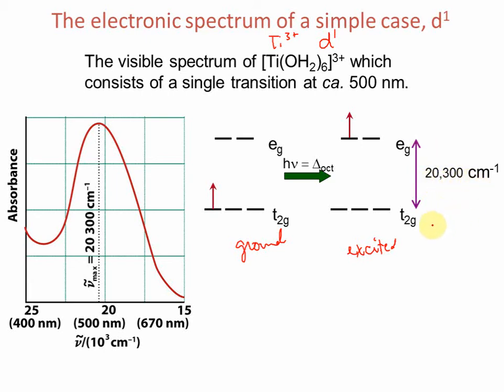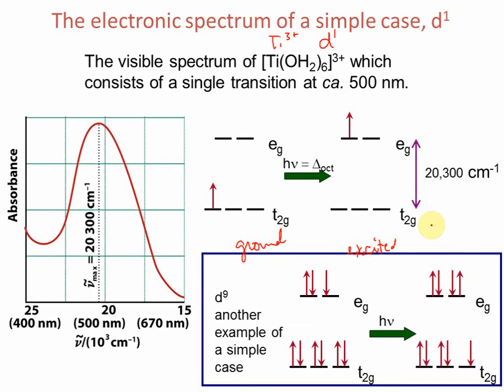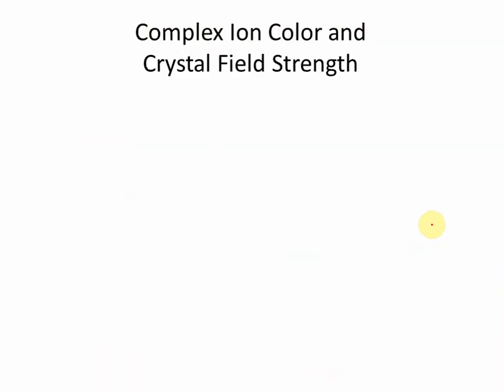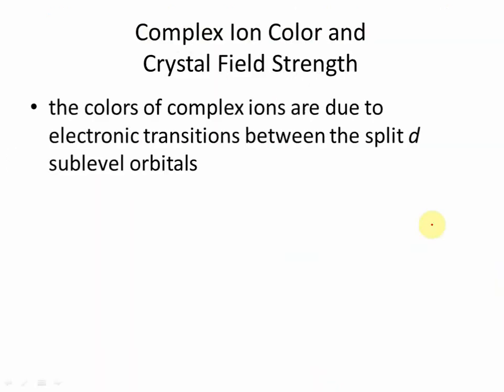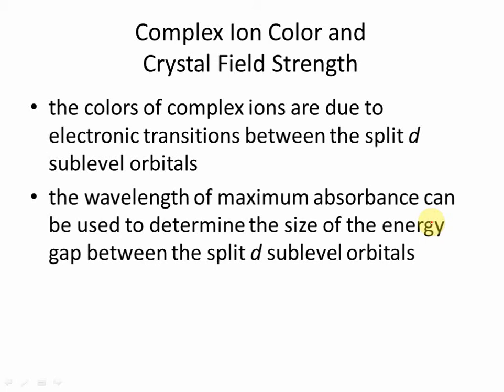So the colors of complex ions are due to electronic transitions between the split sublevel orbitals. The wavelength of maximum absorbance can be used to determine the size of the energy gap between the split d sublevel orbitals. And the energy of the photon that causes the excitation from the ground state to the excited state is equal to hν.